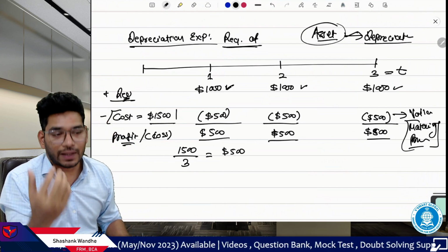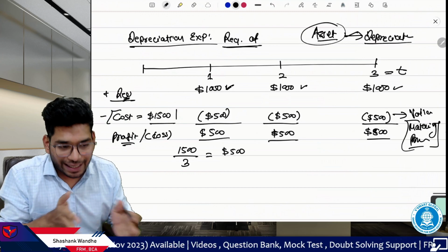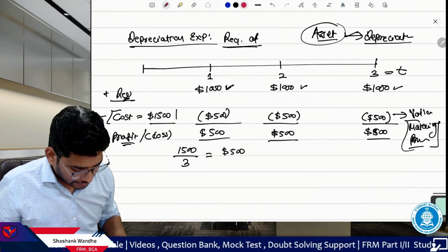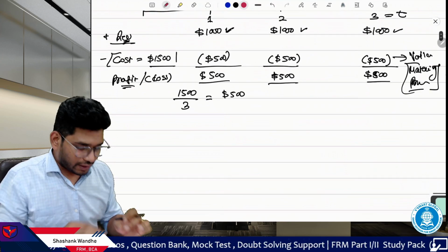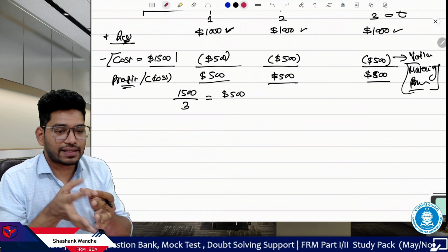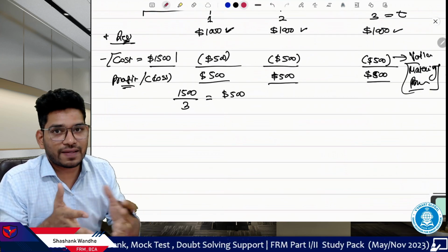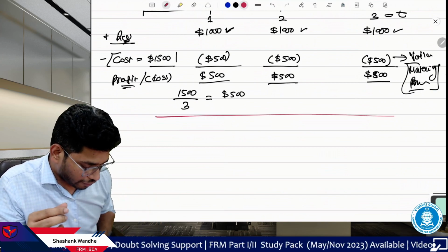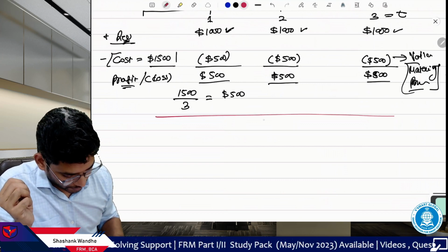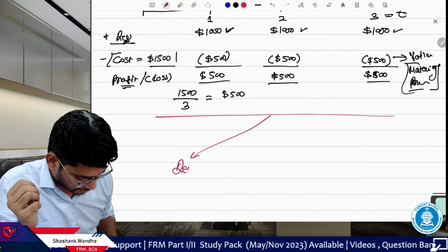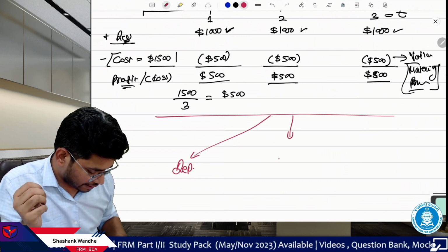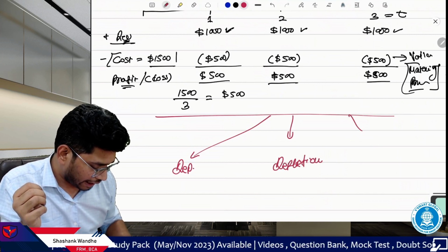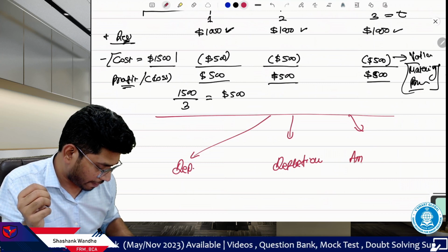Okay, so the asset is depreciated in 3 years like this. Now here, for the same concept, that is expensing of your expenses in multiple years related to a particular asset, we use 3 words. First is obviously depreciation, second is depletion, and third is amortization.